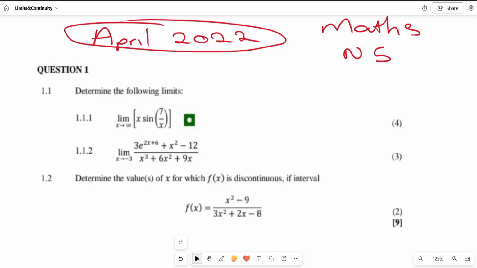In this video, we are doing yet another question on limits and continuity. This is Maths 5, and we are doing a past year paper from April 2022 or February. But it was written in 2022, April. This was the first paper of the year.